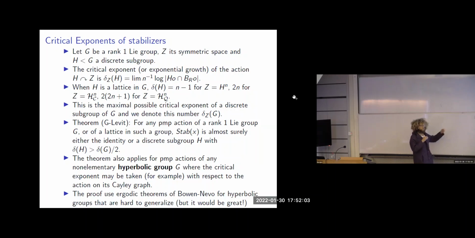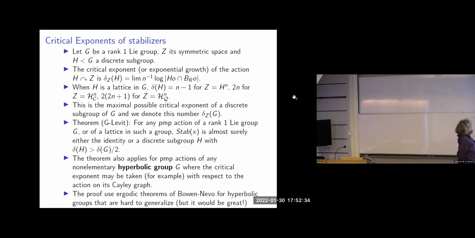By how negative curvature works, as the ball grows, this number of orbit points grows exponentially. So you take the log, you divide by r, it should say r to the -1 instead of n to the -1, and take the limit. It turns out always to exist. Okay.